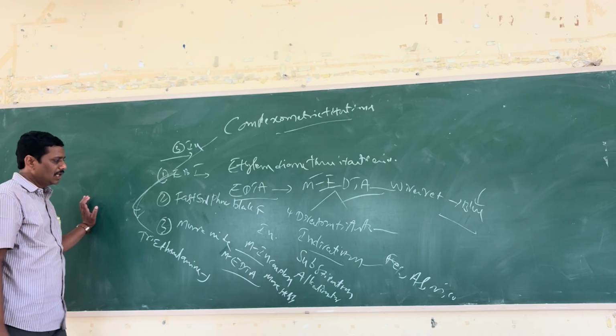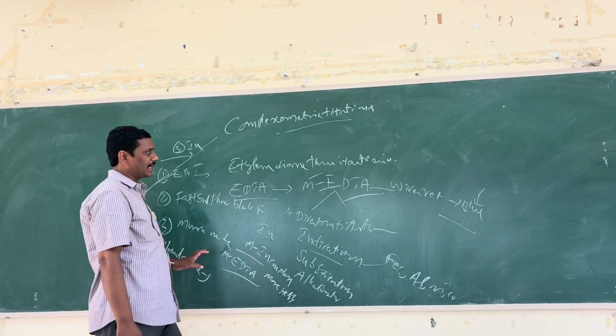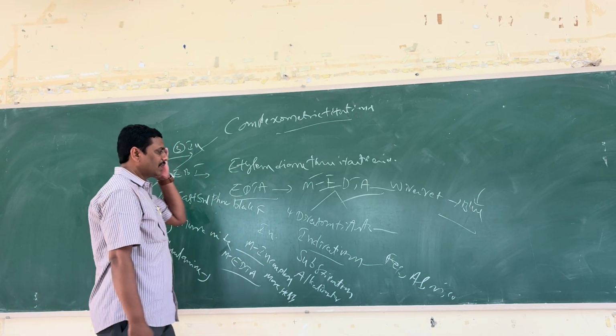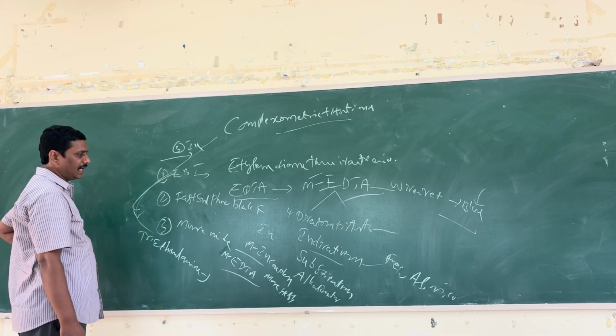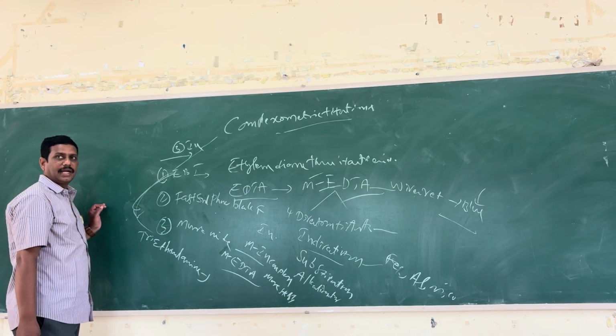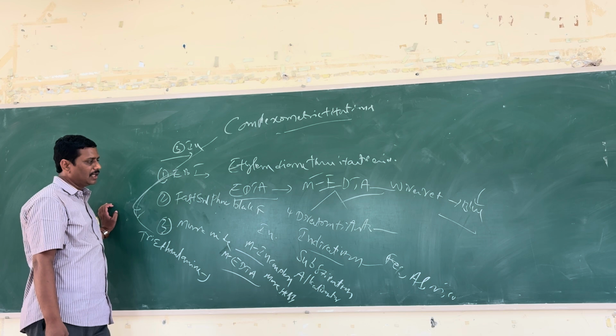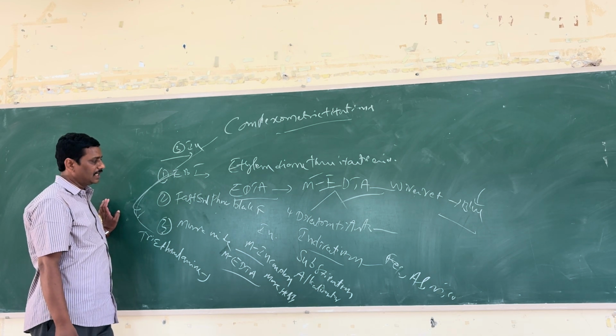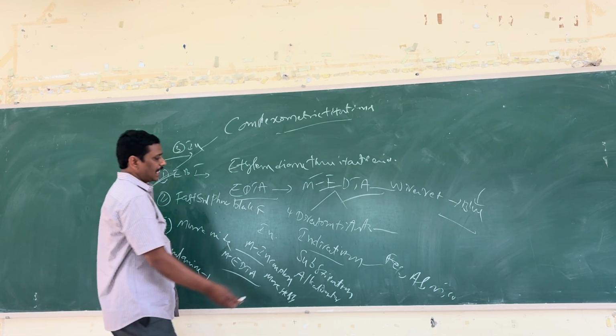Indirect titration means those metals do not directly interact with EDTA. The metal interacts with the indicator to form a metal indicator complex, which is more stable than metal EDTA. That is called indirect titration.